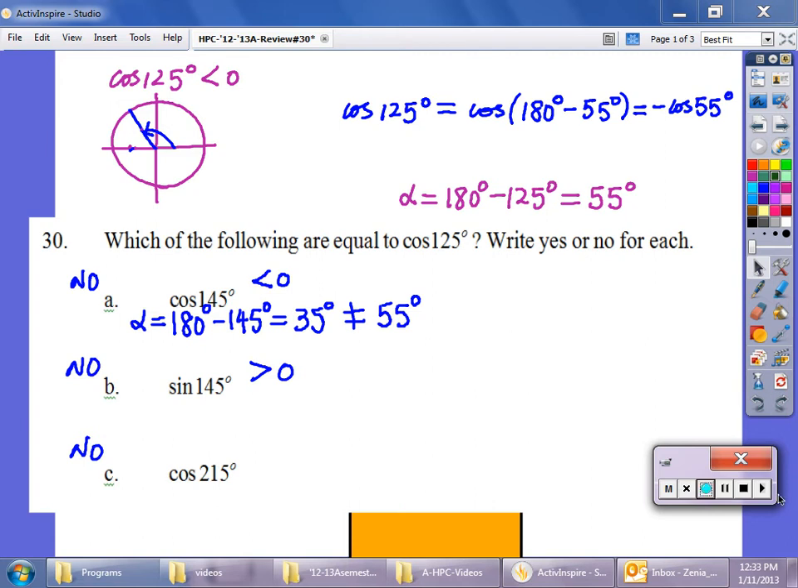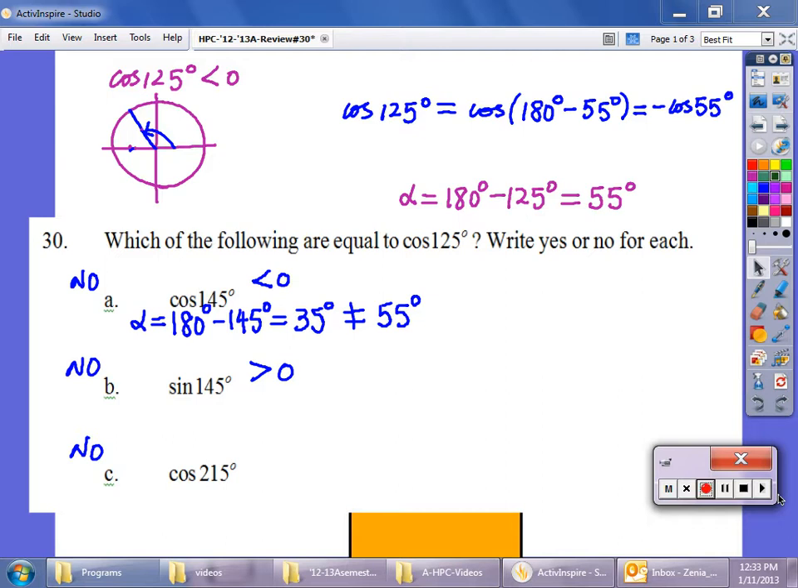For number 30, which of the following are equal to cosine 125 degrees? Write yes or no for each. Realize this cosine 125 degrees. 125 degrees is a second quadrant angle, therefore cosine 125 is less than 0.